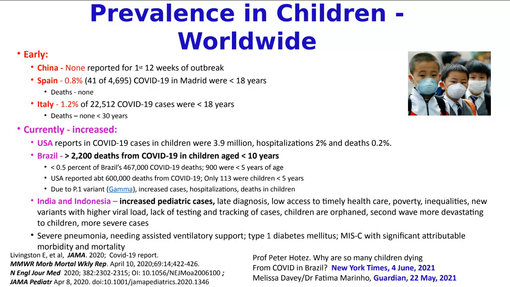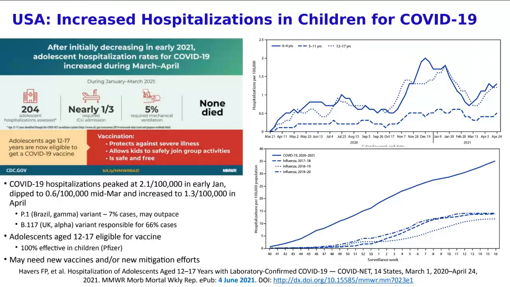At the height of the epidemic in India, we had some 4,000 deaths being reported per day, and over 400,000 cases being reported similarly. And in Indonesia right now, I think yesterday they had over 2,200 deaths being reported, from what I read this morning. The children are now being found to have severe pneumonia. They're needing assisted ventilator support. They're presenting with type 1 diabetes, and they're presenting with multisystem inflammatory syndrome with significant attributable morbidity and mortality.